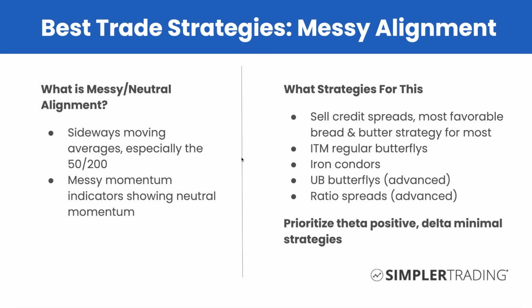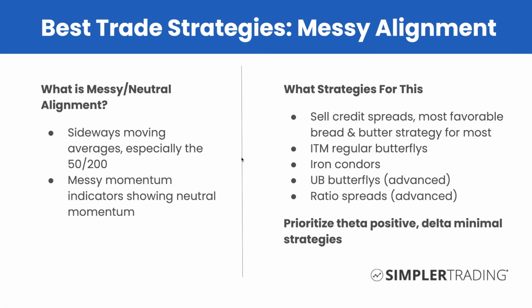Selling credit spreads is probably the most favorable bread and butter strategy for most. You can also do in the money normal butterflies, standard butterflies. You can also do iron condors. You can also do unbalanced butterflies. Those are going to be more advanced. And lastly, you could do ratio spreads, which are also advanced.